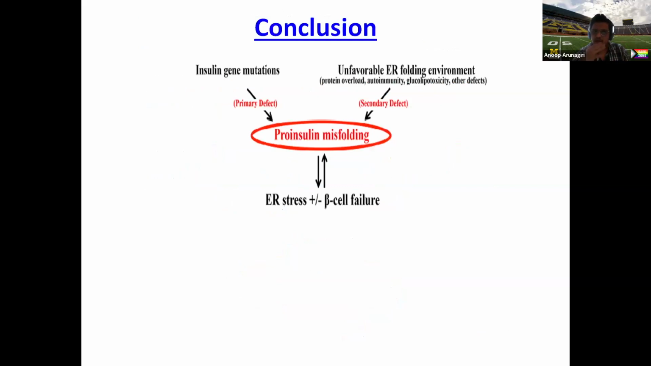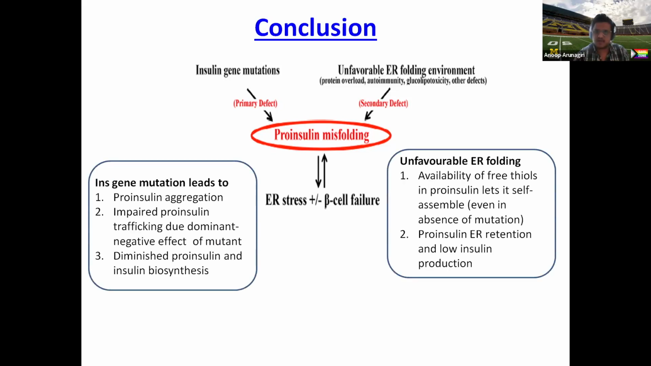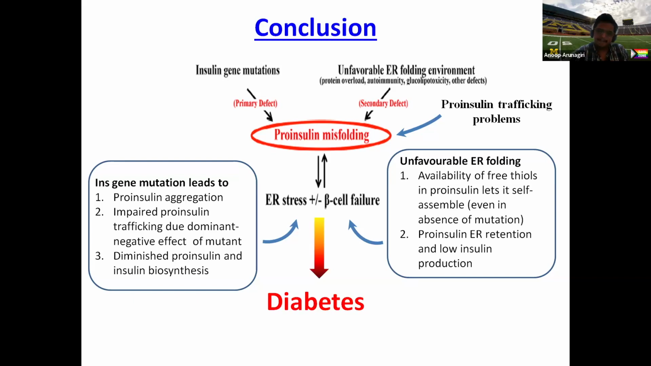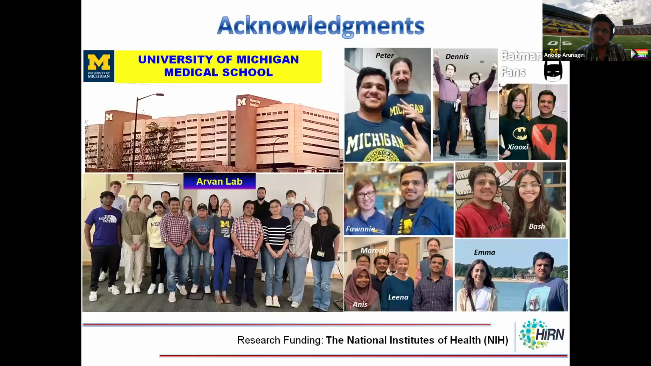So what I showed you so far: insulin gene mutations can lead to misfolding. Unfavorable folding environment can lead to misfolding. I showed you two different diabetes models that support that idea. We see disulfide aggregation of proinsulin. We see diminished proinsulin and insulin in those cases. Both can lead to beta cell failure. I didn't talk much about ER stress. Now, finally, I'm introducing proinsulin trafficking problems. And I also showed you towards the end that if you fix trafficking, we can fix folding. But if these problems persist, gene mutations, folding environment problems, or trafficking problems, that will lead to misfolding and diabetes, or are implicated in diabetes.